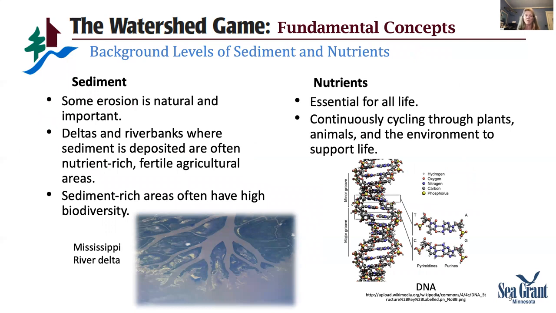And so when we talk about background levels, we have to remember that some erosion is not only natural, it's also very important. The deltas and riverbanks that we see, like the Mississippi River, for example, as you can see in this picture, depend on sediments. In fact, some of the most nutrient-rich and fertile agricultural areas are where there's a lot of sediment getting deposited. It's very natural. Sediment-rich areas often have really high biodiversity because they're so rich.